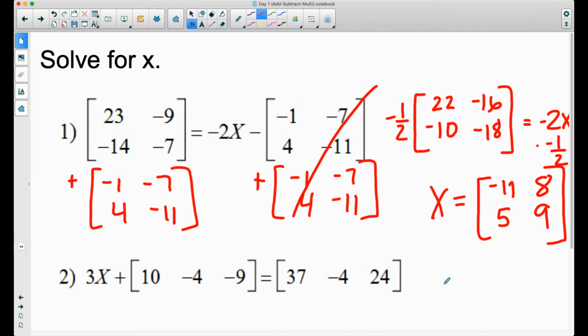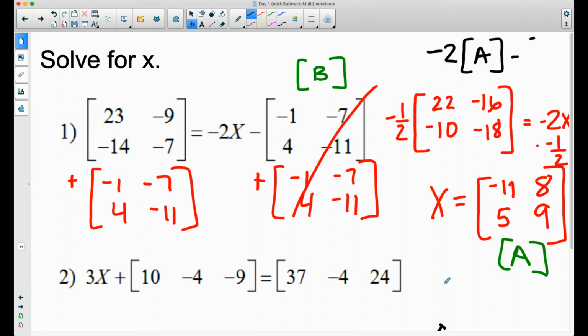Now, the beauty of these problems is that I can plug it back in to check my work, okay? I can make this my matrix A, and then this matrix over here, matrix B, and I could type in -2 times matrix A minus matrix B, and I could check my work that way. So if I made this one A and this one B, then in the calculator, I could just do -2 times my matrix A minus my matrix B. And then I would get that final solution to check my work.